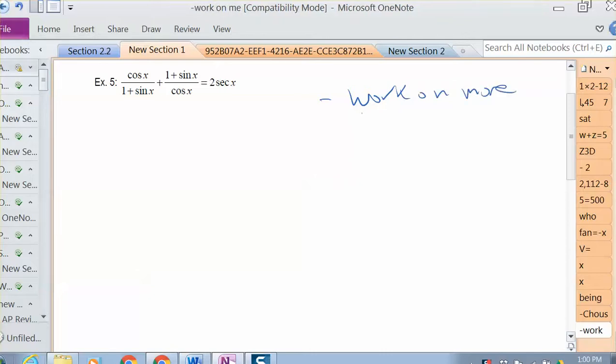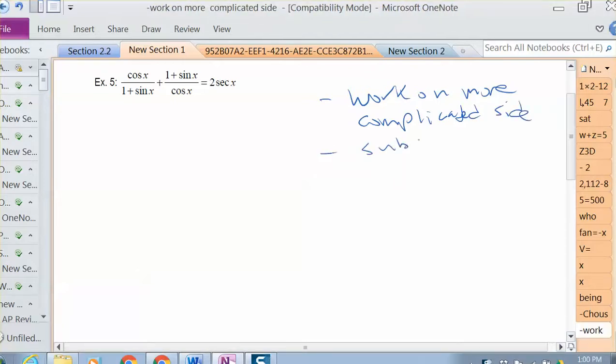on the more complicated side if you can. Do consider some sort of substitution, and of course some algebra.